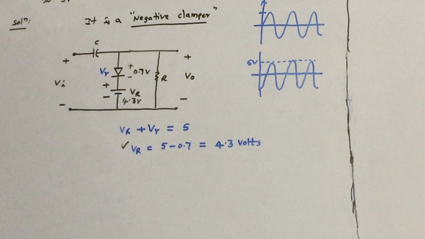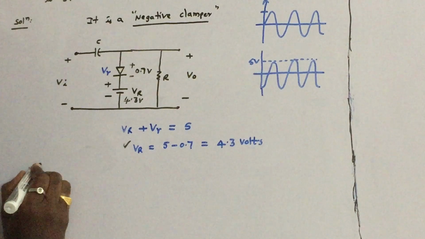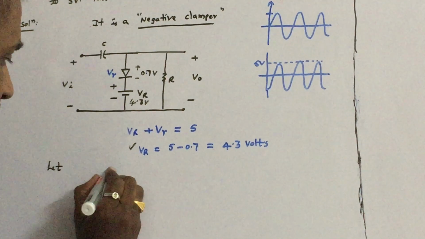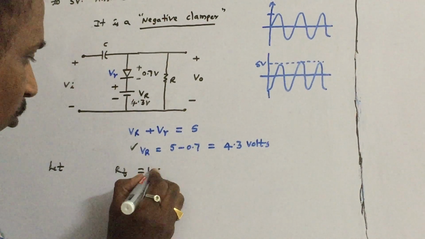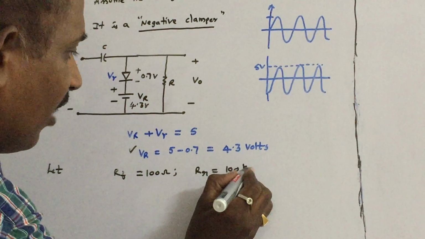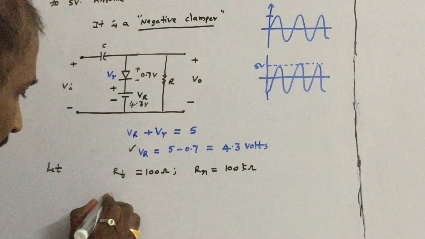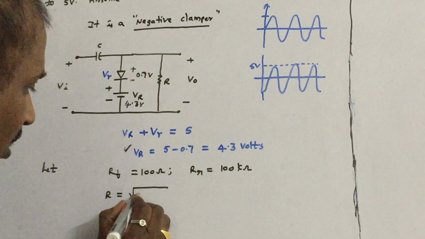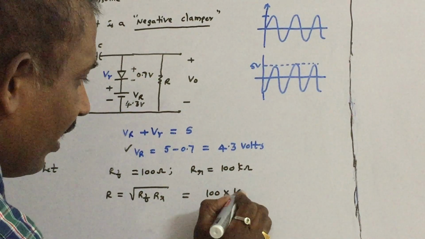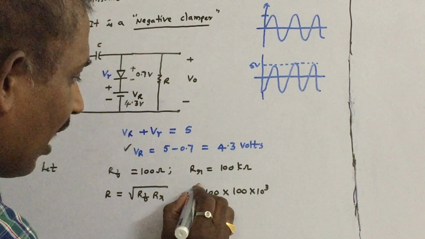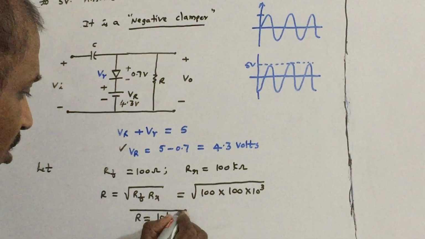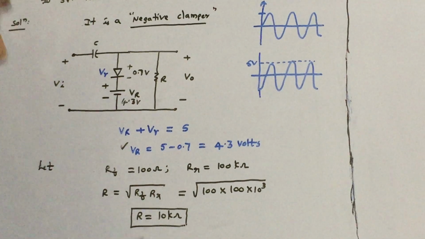So use this concept. Now, in the design, since the forward resistance and reverse resistance of the diode are not given, let us assume the forward resistance as 100 ohms, as I said earlier, and the reverse resistance as 100 kilo ohms in every problem if RF and RR are not given. So what is the R value? R is simply the square root of RF into RR, that is 100 into 10 cube, which comes out as R equal to 10 kilo ohms. This is the value of R we have to take in the design.